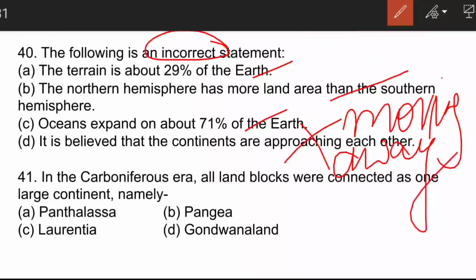The next question is, in the Carboniferous era, all the land blocks were connected as one large continent, namely Pangaea, and all the oceans were connected, which was known as Panthalassa.